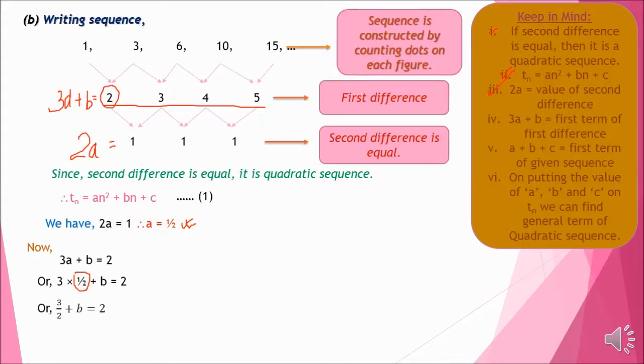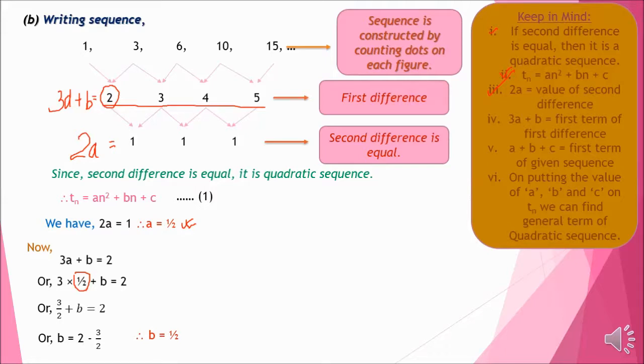Again 3 by 2, 3 ones are 3 and 2, and now we can easily get the value of b, which is equal to 2 minus 3 by 2. Now we take the LCM 2, or you can use your calculator. Therefore b is equal to 1 by 2. Now we found a also, we found b also.